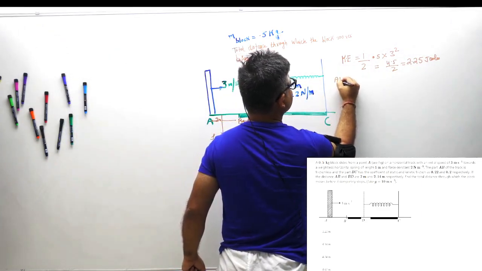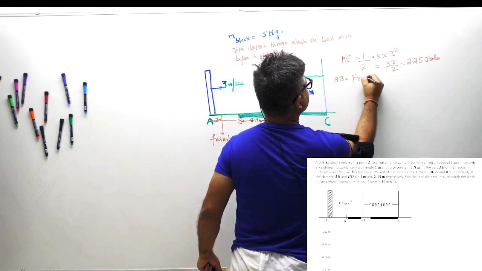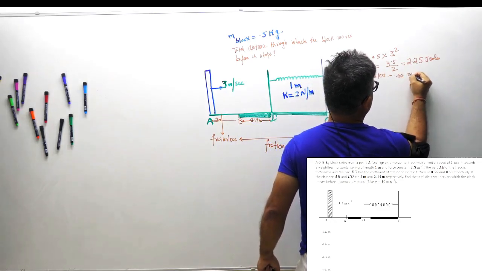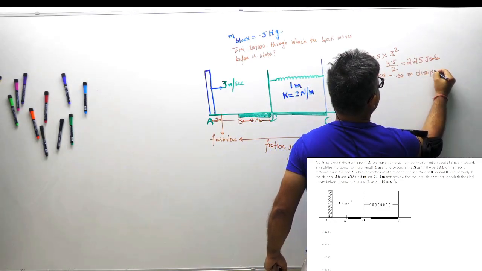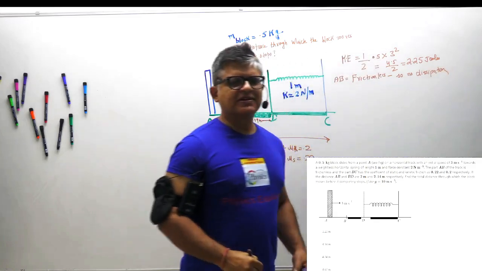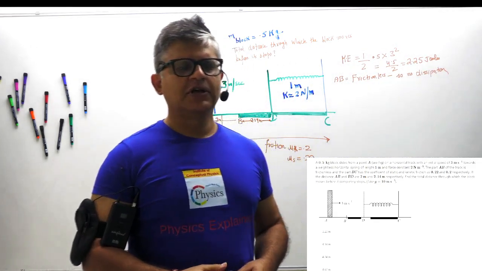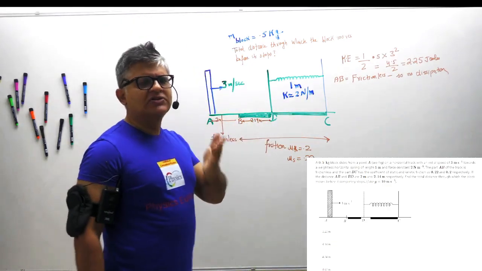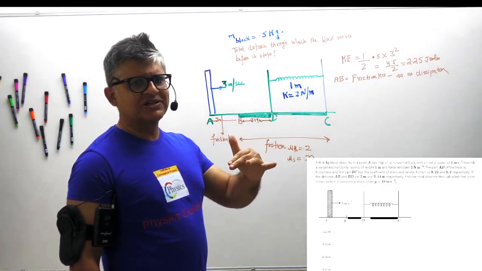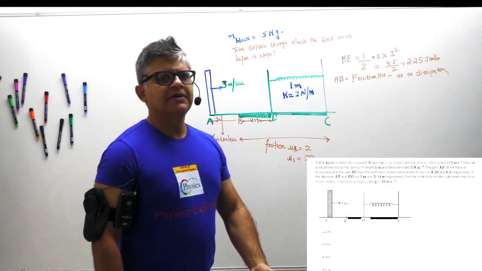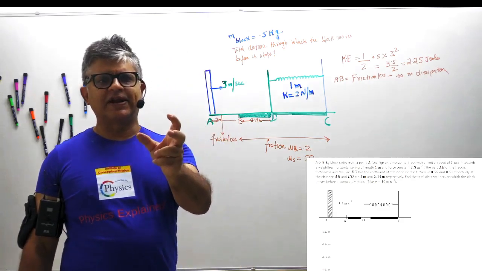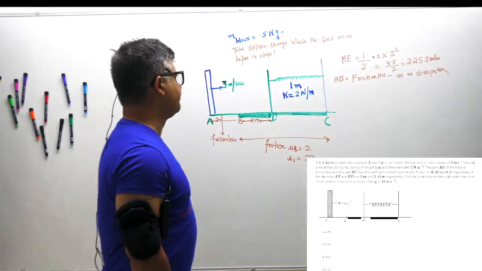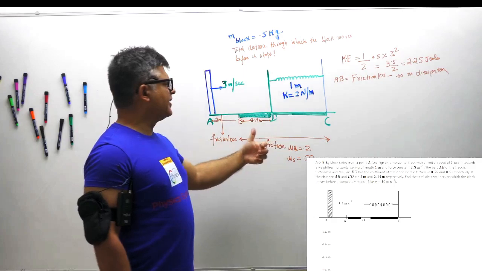AB is frictionless, right? So no dissipation. There is no non-conservative force here. Friction is a non-conservative force, and if you move through a frictional surface, you are going to lose your kinetic energy. So read about the concept of non-conservative forces. A non-conservative force takes away the energy from you, which is not the case in this AB part.